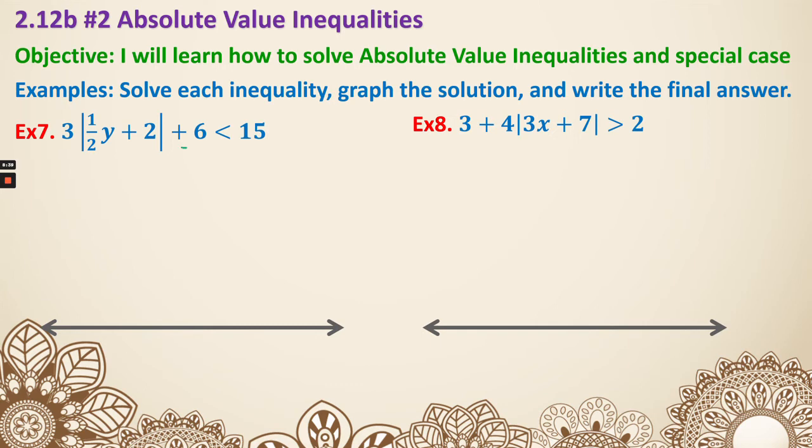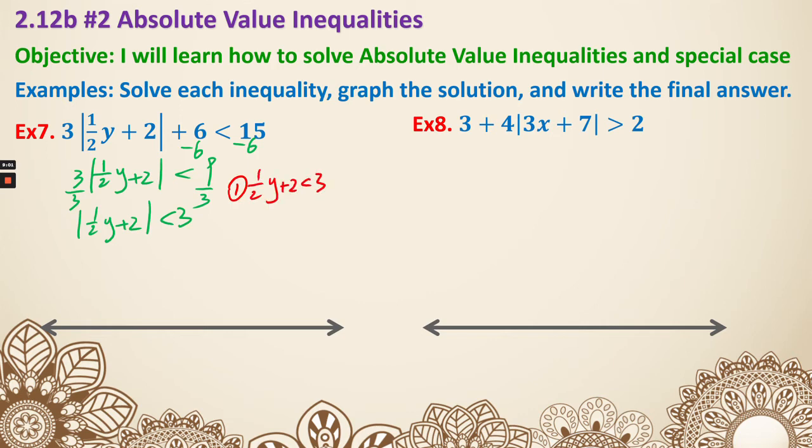Subtract 6 on both sides. We are going to get 3, then 1/2 y plus 2, less than 9. Then we got divide both sides by the 3. We're going to get 1/2 y plus 2 is less than 3. We can start separating the cases. Case 1, copy it down, plus 2 less than 3. Case 2, y plus 2 greater than -3.